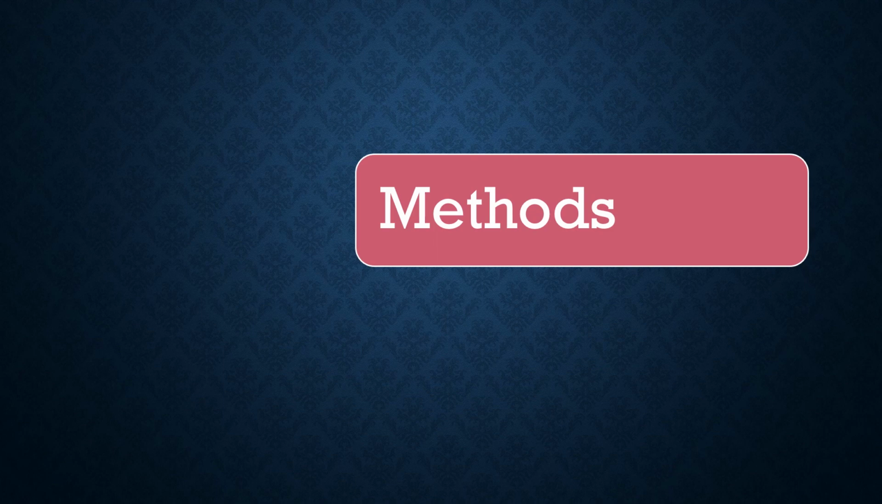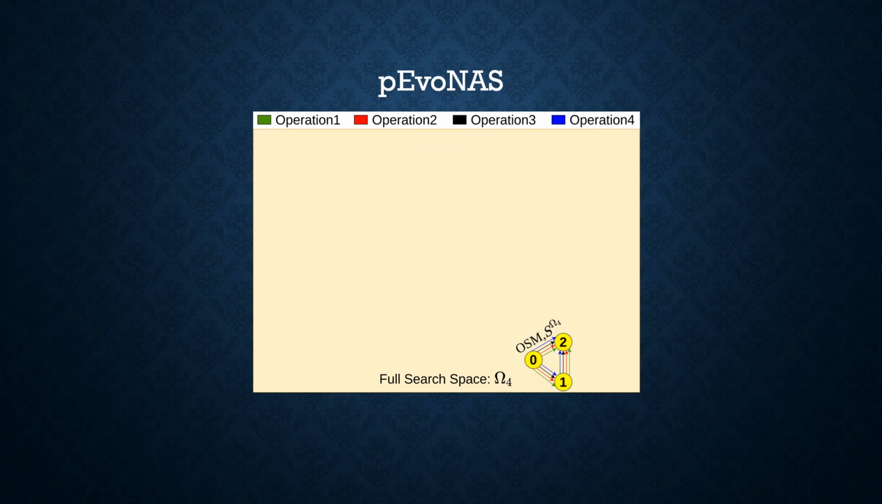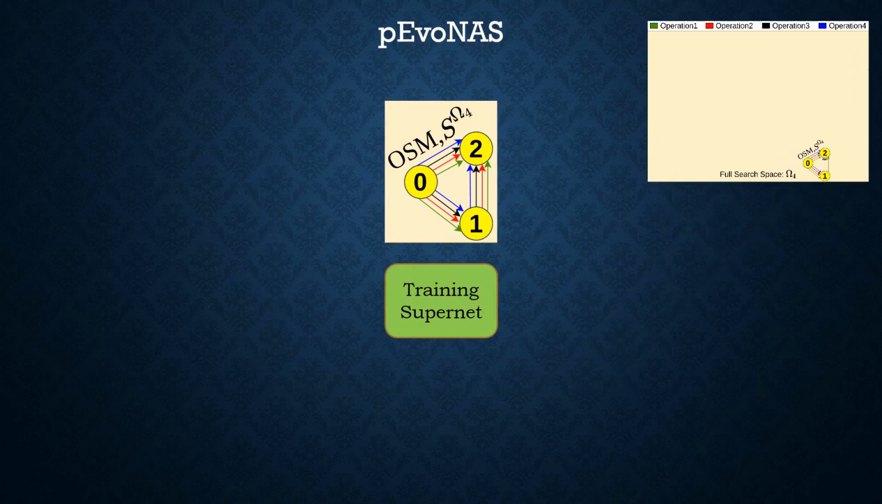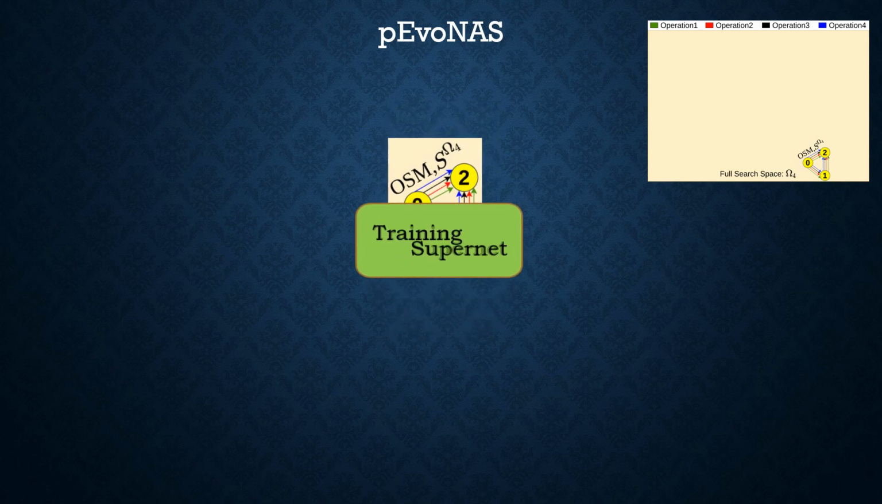Next I will discuss the whole process of our method. So let's say we have this search space with 4 operations and we create the supernet. The first part is basically training the supernet.